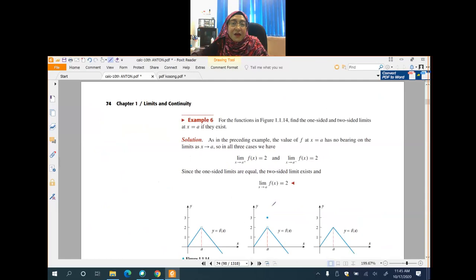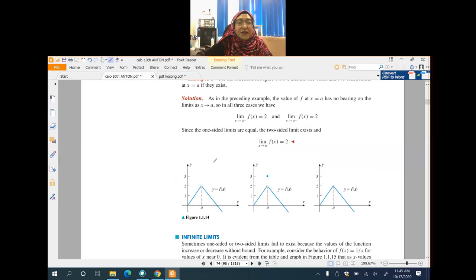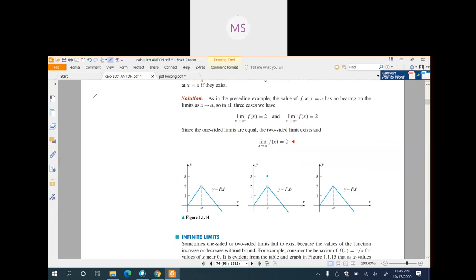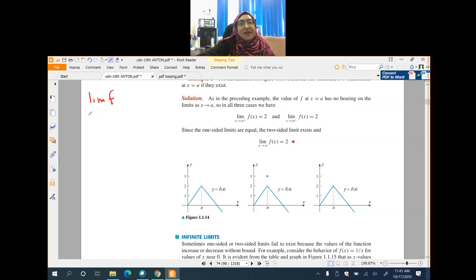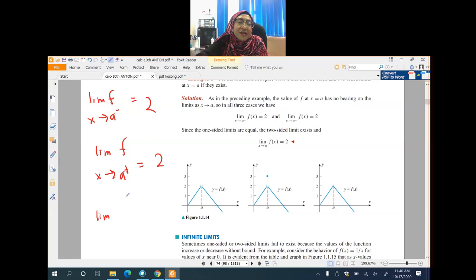Okay, next let's continue with example 6. For example 6, how do you translate this mathematically? How do you translate the first one? The limit of f as x tends to a from the left. What is the value for the first graph? 2. It is equal to 2. Yes, right. The limit of f as x tends to a from the right is equal to 2 as well. So does it exist? Yes. The limit of f as x tends to a exists and it is equal to 2. What about f of 2? Does it exist? It does not exist. Okay.